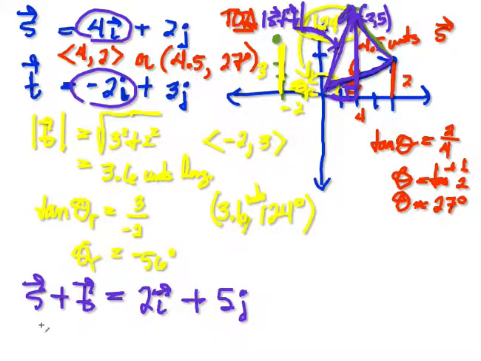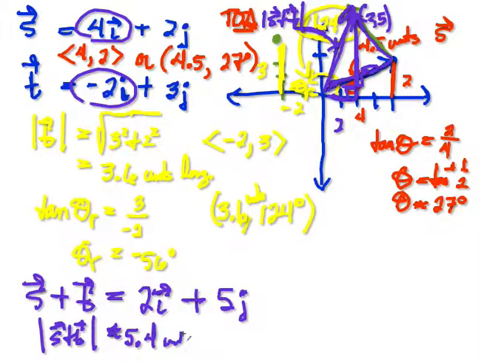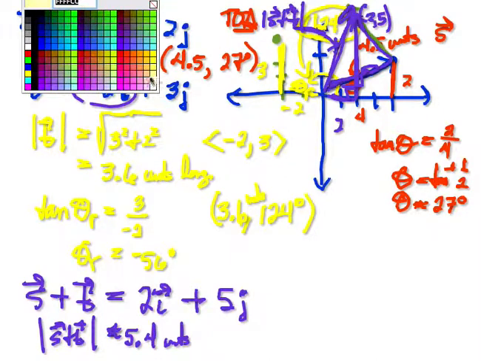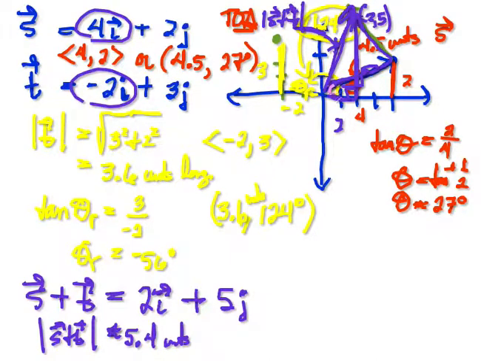So now the magnitude of this new vector is going to be 2 squared plus 5 squared. That's just in that right triangle right here. What would that be? 25 plus 4, 29, radical 29, or 29 raised to the 0.5. 5.4 approximately. So it's going to be approximately 5.4 units long. That's the magnitude of the sum of the two vectors.